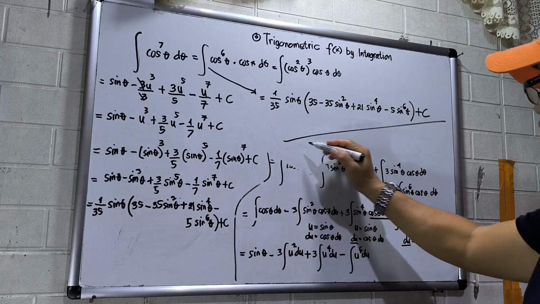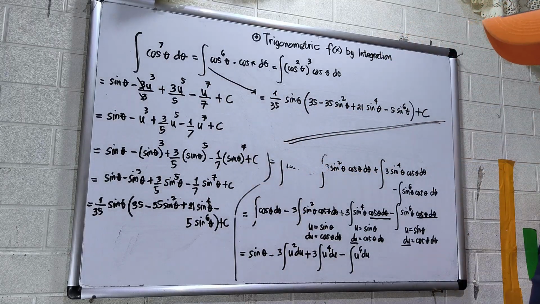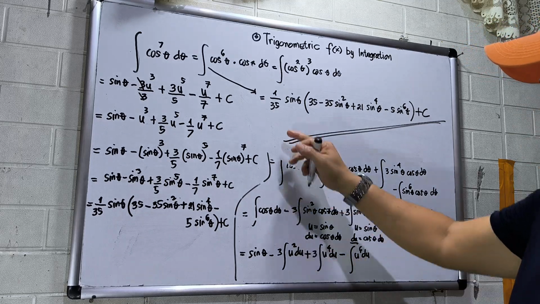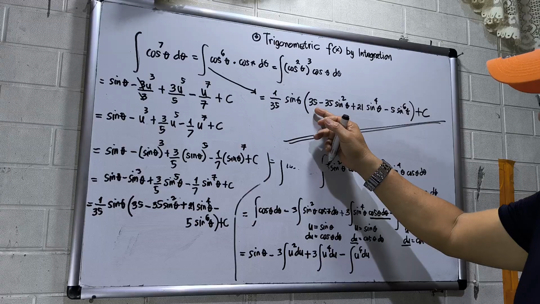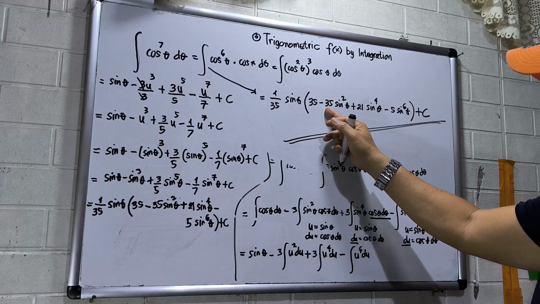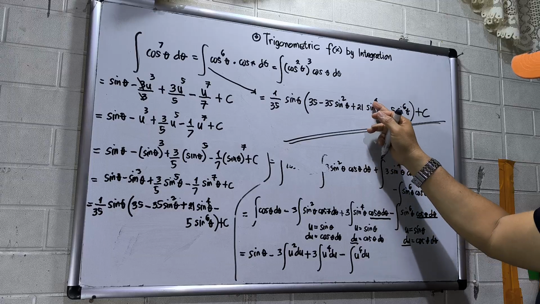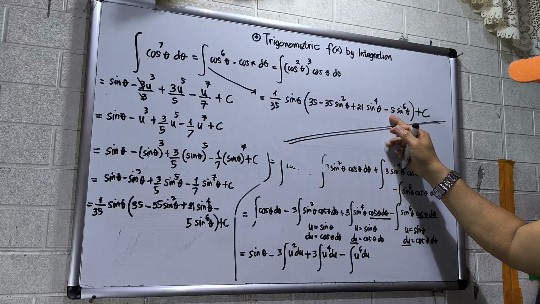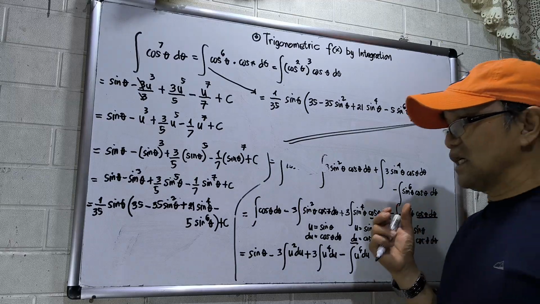Okay? So this is now my final answer for integral of cosine to the 7 theta d theta. So I have 1 over 35 times sine theta, circle brackets 35 minus 35 sine squared theta plus 21 sine to the 4 theta minus 5 sine to the 6 theta plus c. So this is my final answer, and that's all.